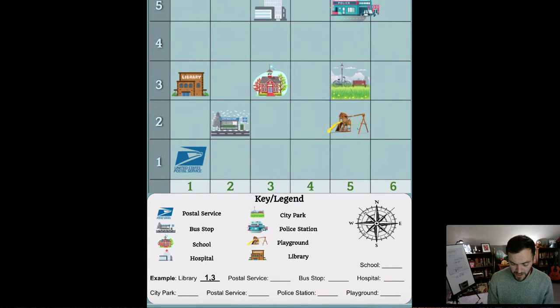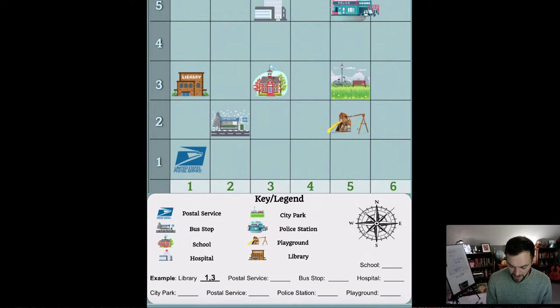For example, I already found the library for you here. Again, remember, we find what it is we're looking for. The first one is a library. I find the library, and first I go down to find that horizontal coordinate, that first coordinate. Remember, coordinates are what we call these numbers to find a location. The first coordinate is a 1, so here we write a 1. Then I go over to find the vertical coordinate, north and south, and it is 3. So I write a 3 down here. So you're going to locate these other buildings and write their locations in the space below.